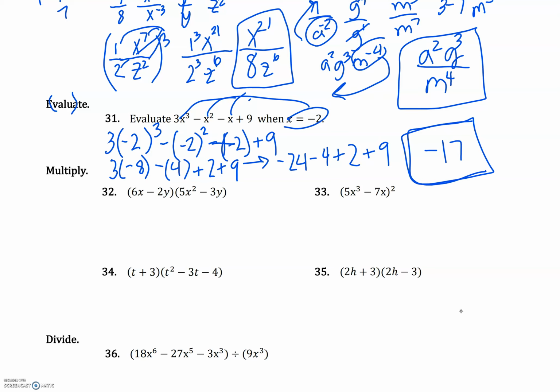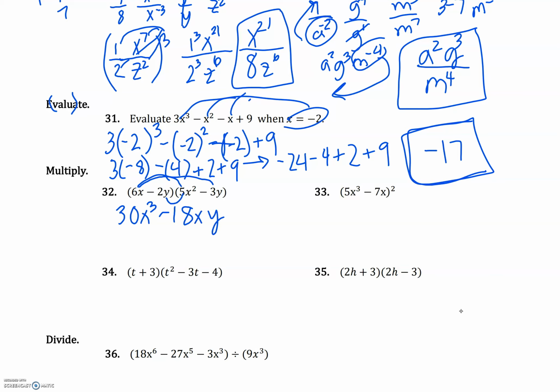So you may have learned something called FOIL or the box method. It's different ways to think about this distribution. I'm going to start with just FOIL for this one. So I'm going to multiply my first two terms, 6x times 5x squared. That'll give me 30x to the 3rd. 6x times negative 3y is negative 18xy.